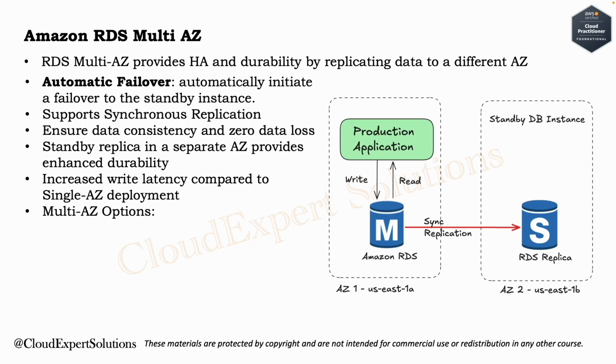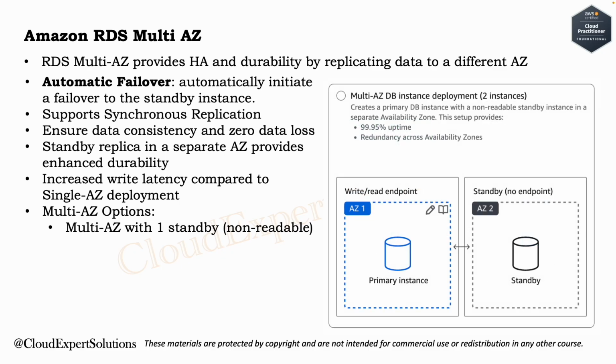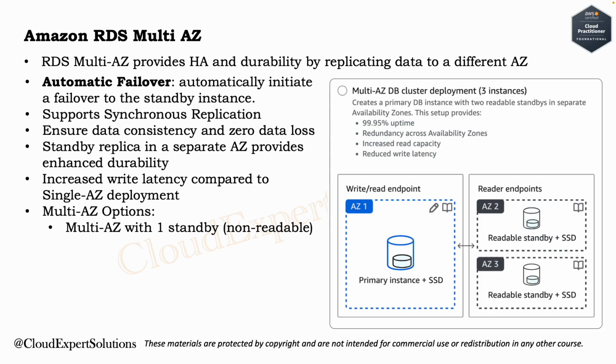Currently, we have two multi-AZ options. The first one is the conventional multi-AZ with a single standby in a different availability zone, which will create a primary database instance and a non-readable standby, as seen in our example. And then we have a second option, which is a very recent offering by AWS, which provides multi-AZ database clusters with two standbys, which will create a primary database instance with two readable standbys in separate availability zones.